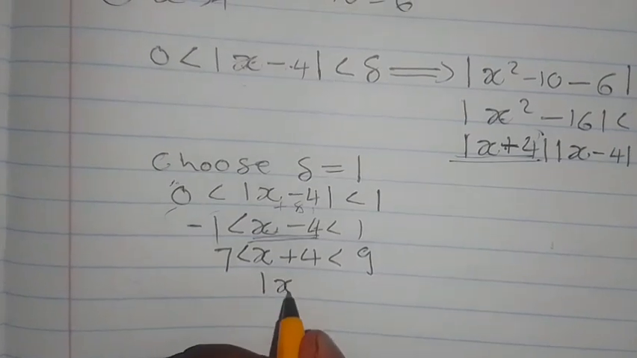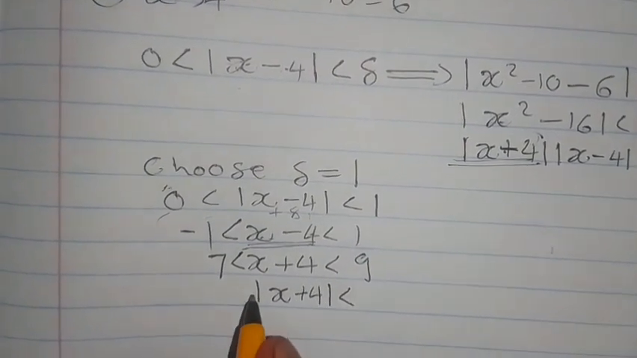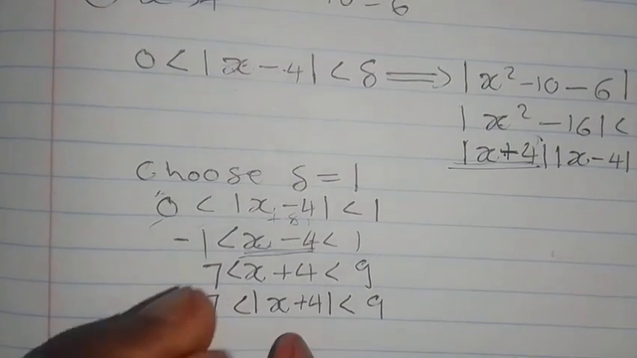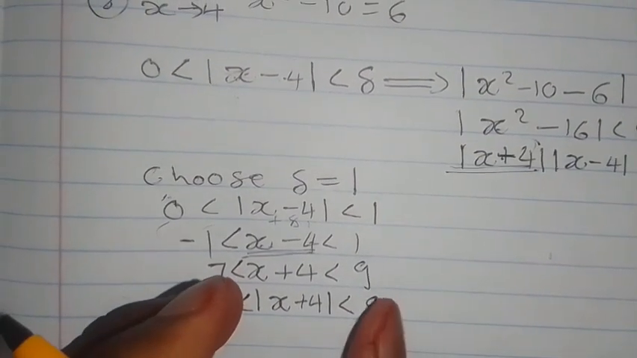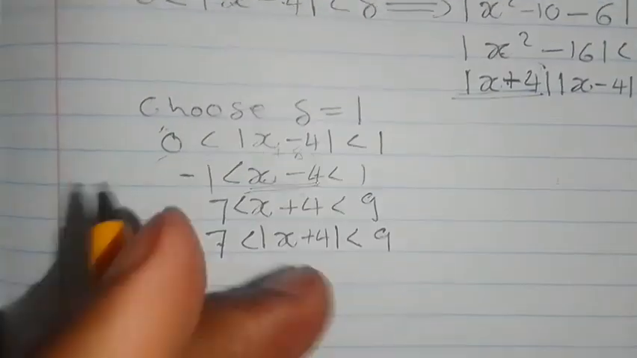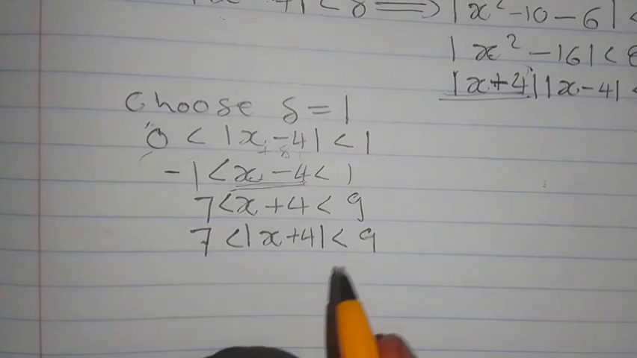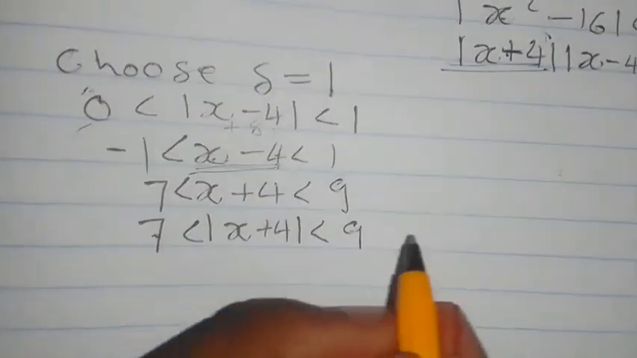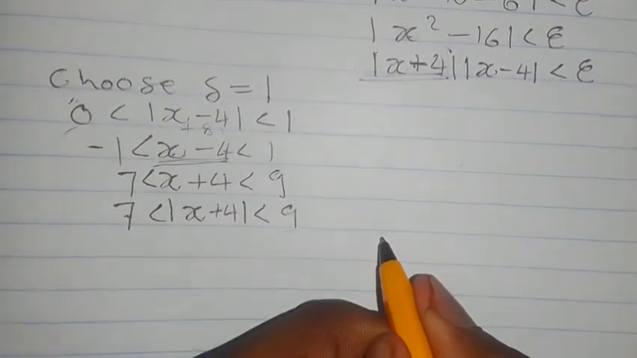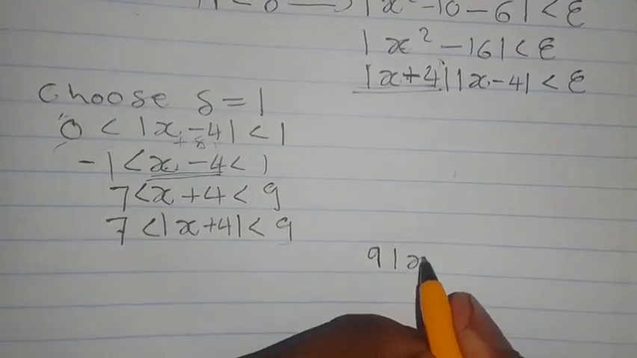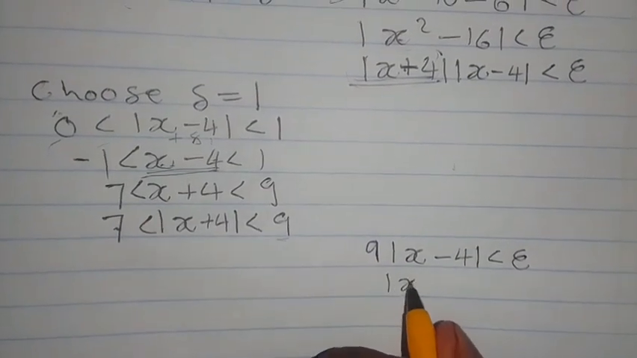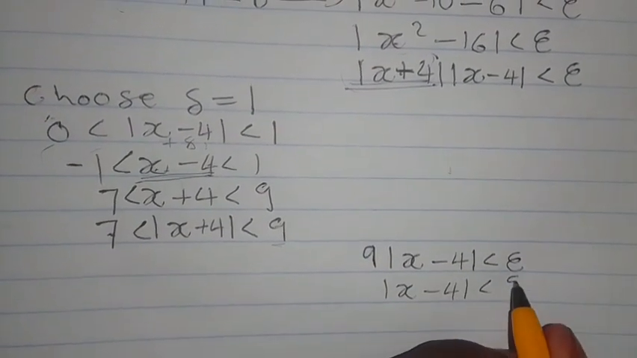Then we obtain something like this. And then the absolute value of x plus 4 will be between the absolute value of 7 and the absolute value of 9. The absolute value of 7 is 7. The absolute value of 9 is 9. And be careful on these things, because you can technically tell 7 is less than 9. So don't end up mixing things here on this one. Then from here we can now replace this x plus 4 with this value here. So then we technically have 9 times the absolute value of x minus 4 is less than epsilon. And then the absolute value of x minus 4 will be less than epsilon over 9.